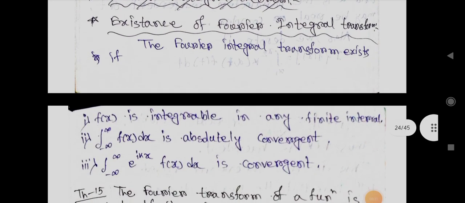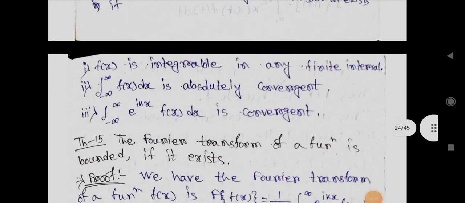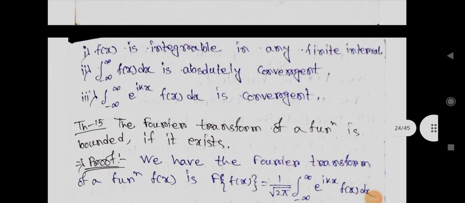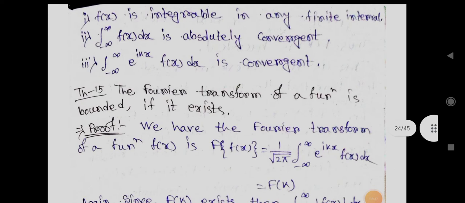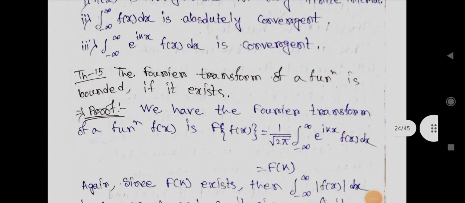Then, existence of Fourier integral transform. The Fourier integral transform exists if f(x) is integrable in any finite interval, integration from minus infinity to infinity of |f(x)| dx is absolutely convergent, and integration from minus infinity to infinity of e to the power ikx f(x) dx is convergent.